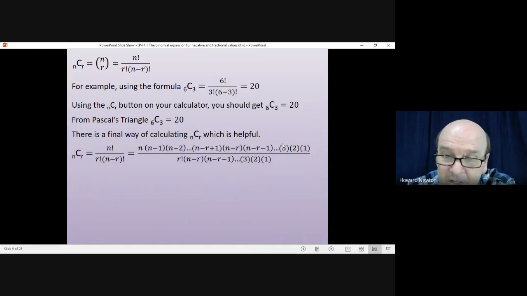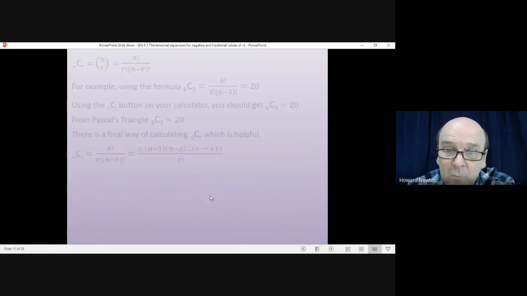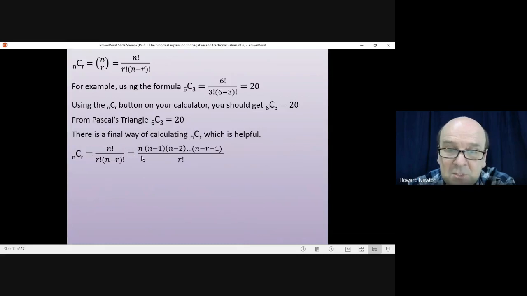And the reason for choosing these terms on the top and all of those terms on the bottom is because these ones here and these ones here are exactly the same as each other. And we're just multiplying things together, which means we can cancel all of these terms from the top, and we can cancel all of these terms from the bottom. By doing that, we get another form of the equation for nCr, which is n times n minus 1 times n minus 2. You keep going all the way until you get to n minus r plus 1, and then you divide by r factorial.